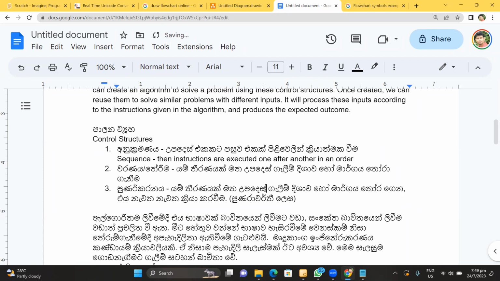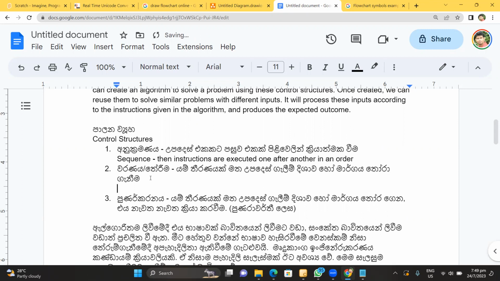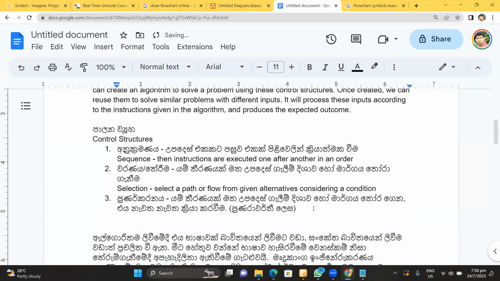Selection is where you have multiple alternatives. Select a path or flow from given alternatives, considering a condition. Based on a condition, you have to select one. There are alternatives, but from those you have to select one.